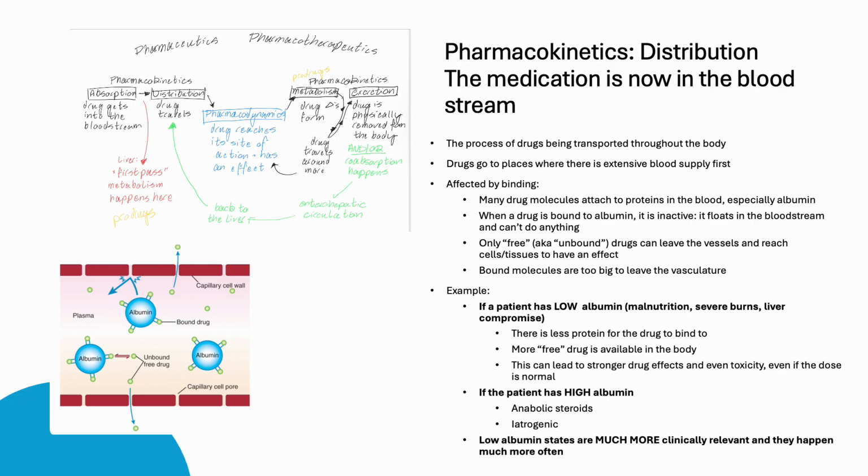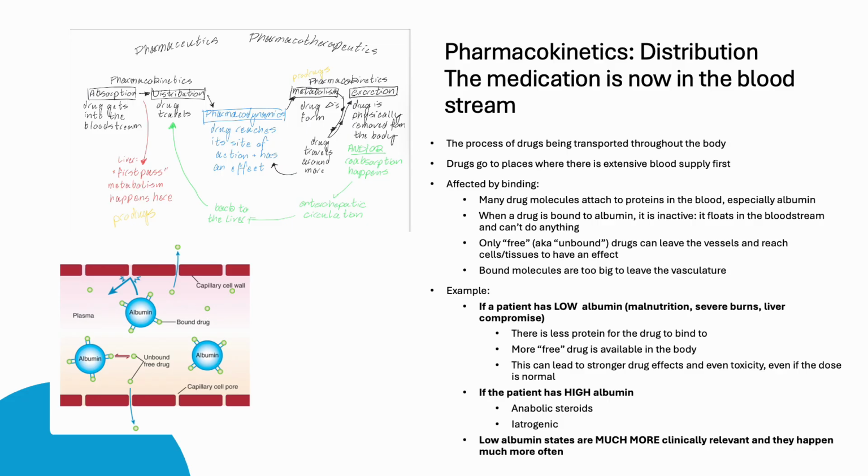When a drug molecule that has been absorbed and gone through first pass gets into the bloodstream, when it binds to albumin, it's inactive. It floats around in the bloodstream and it can't do anything. Only the medications that are unbound can actually leave the vessels and reach their target cells and tissues to have an effect. Because albumin is too big to get out of vessels.